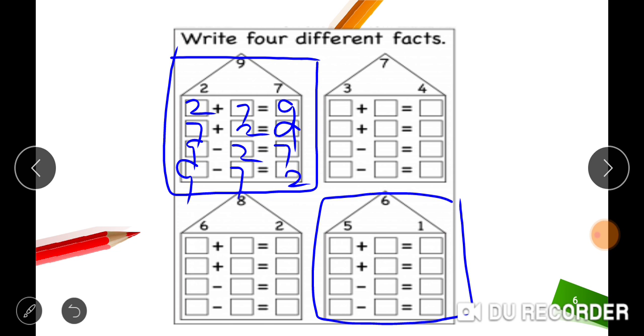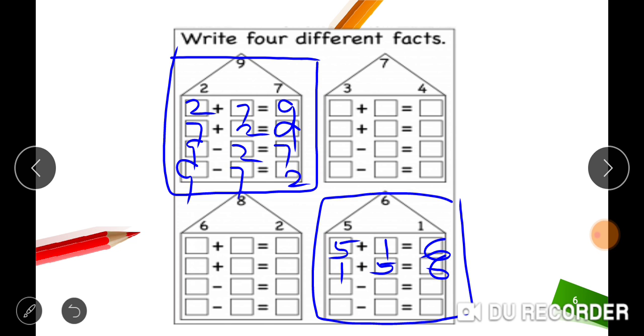Now we want to make or create an addition number sentence. Now when you're doing addition, you add these 2 smaller numbers together. That's 5 and 1, and then you flip them. So we are starting with 5 plus 1 equals 6. Now we can do this again. 1 plus 5 equals 6.